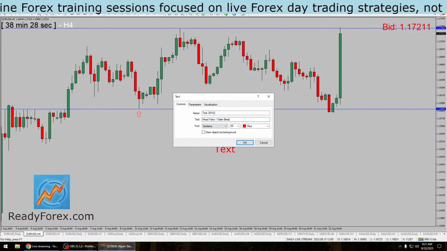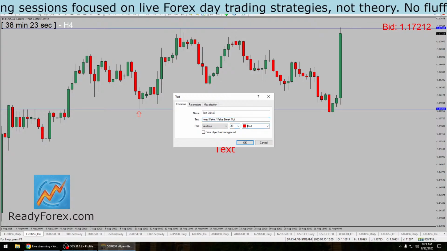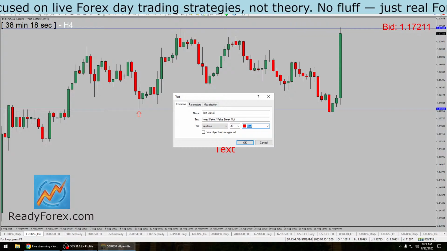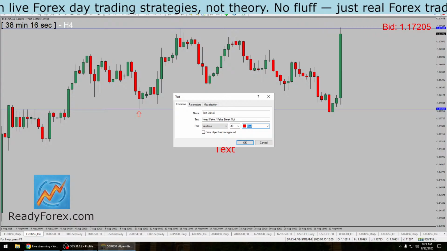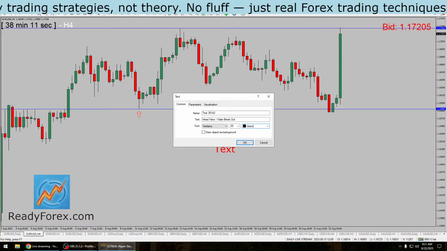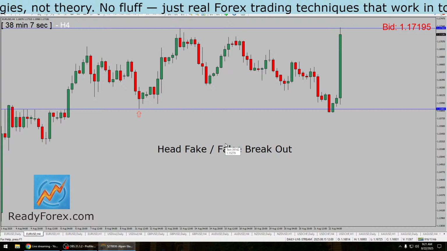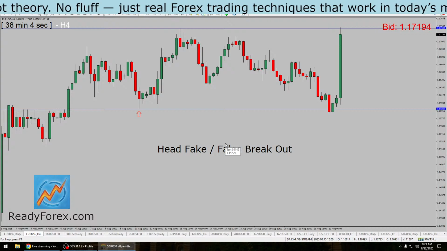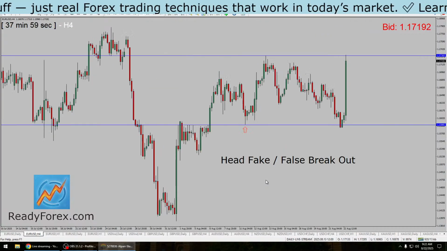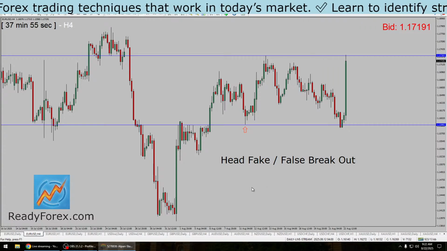The false breakout always happens when the market cycle is sideways, or the trading method you should use is sideways. All of this is based on some of my own proprietary stuff. So head fake, also known as false breakout, happens quite often, and I can show you multiple head fakes over here.